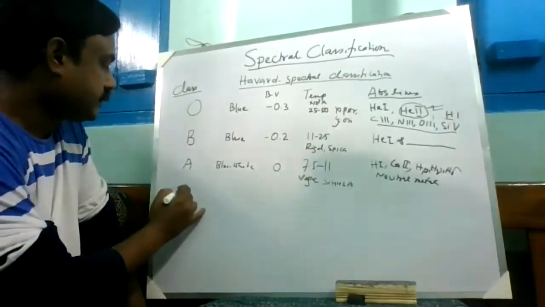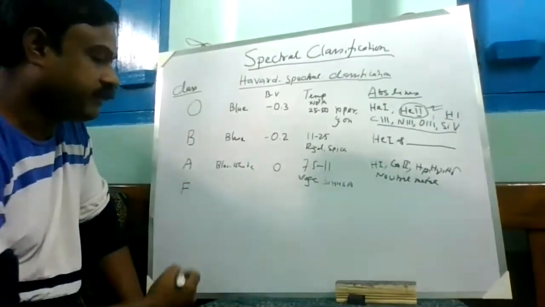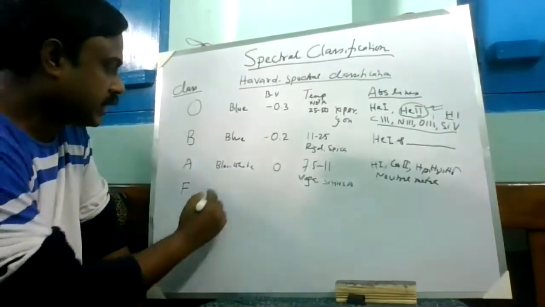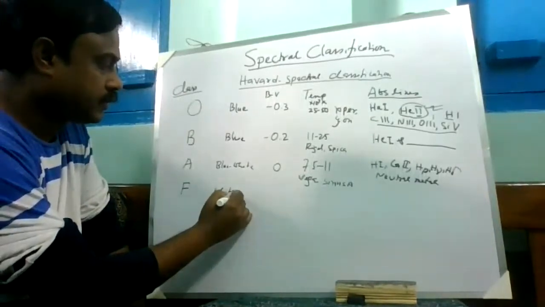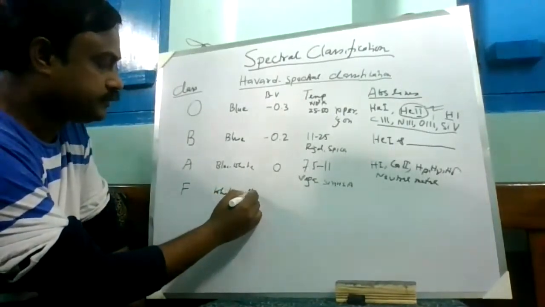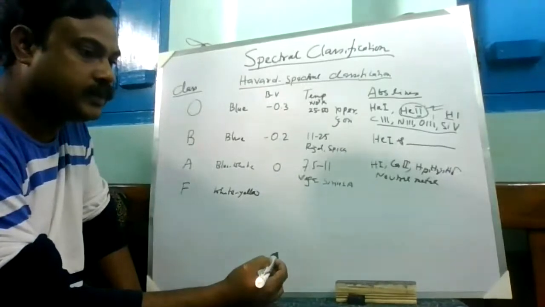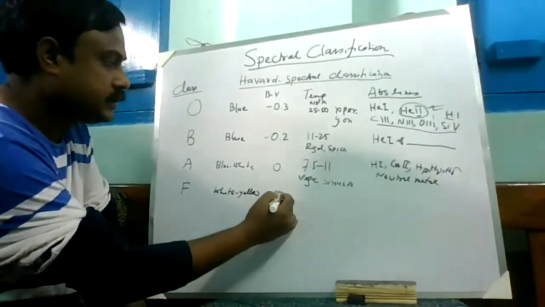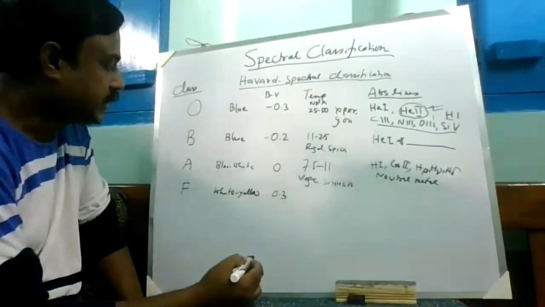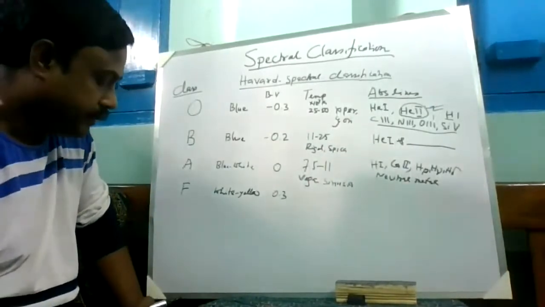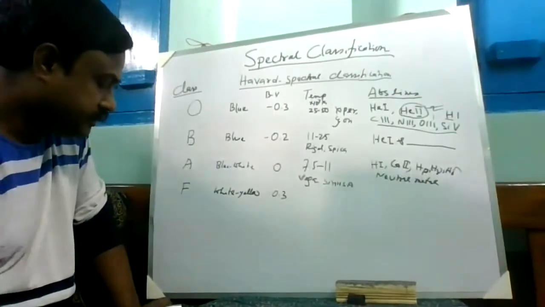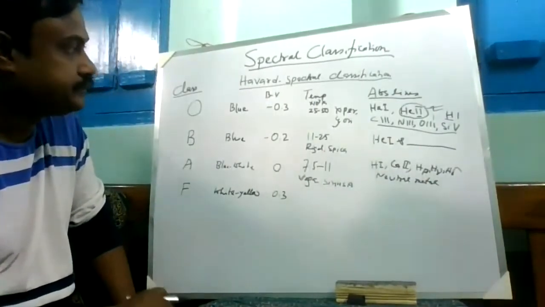Next, the spectral classification is F. Its color is white, yellowish white. Its color index will be 0.3. Means here the visible component is greater.